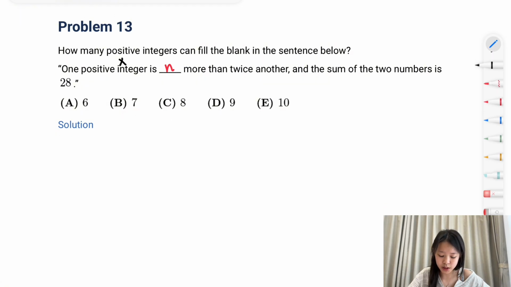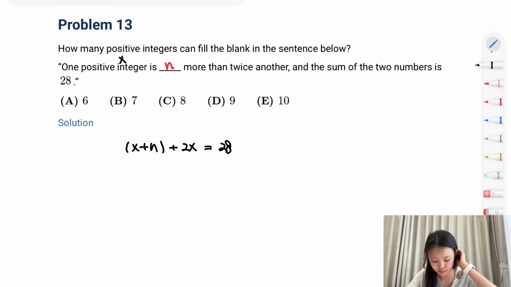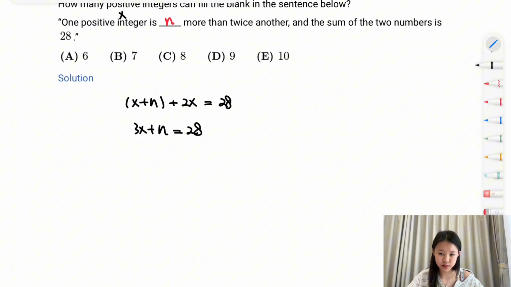Okay, so what you get here is x plus n plus 2x equals 28. And so that is 3x plus n equals 28. Within the bounds of 28, the largest possible x that you could have is 9, since 3 times 9 equals 27. And so that means that x goes all the way from 1 to 9. And so that is 9 different x's that you can have.